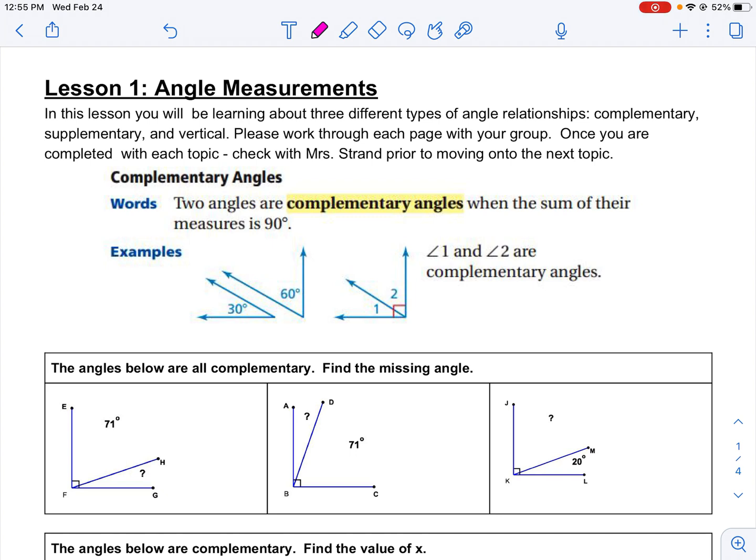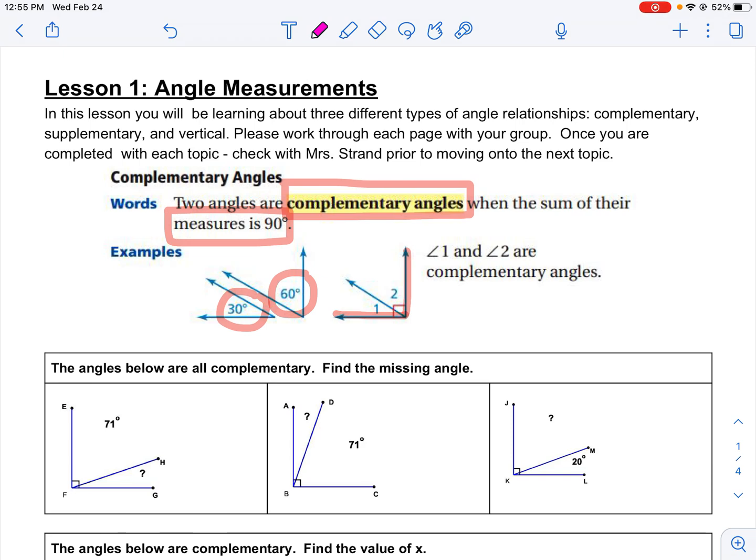So the first one we're going to talk about is complementary, and hopefully this rings a bell. Two complementary angles are measuring 90 degrees total when they are put together. So when we look at them separately, we can see that the 30-degree angle and the 60-degree angle would then make the right angle of 90 degrees.